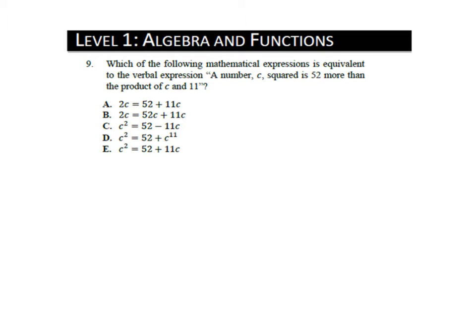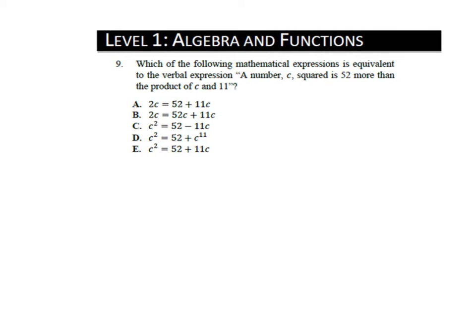The first problem says, which of the following mathematical expressions is equivalent to the verbal expression a number c squared. So starting here, c squared would look like this. And then the next thing it says is a sign for equals. So if you look at your answers right away, A and B are no longer options.